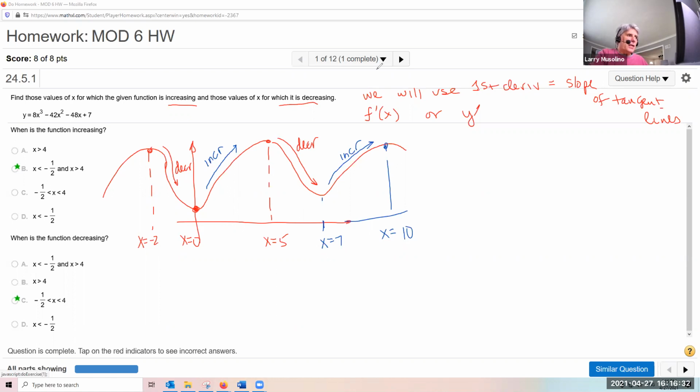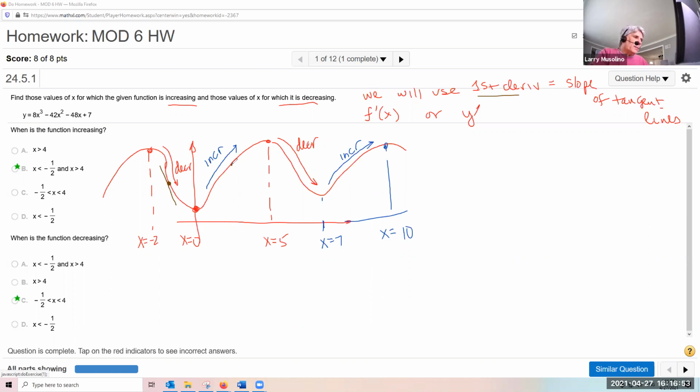I'm going to draw a tangent line back here. Let's say over here. Notice the slope of this tangent line is negative, right? It's a downhill line, which means it has a negative slope. So if the graph is decreasing, the slope of the tangent line is negative. That means the derivative is negative in that interval.